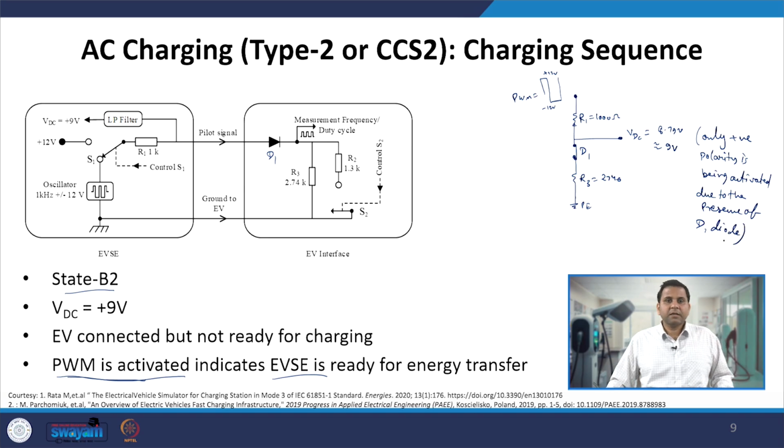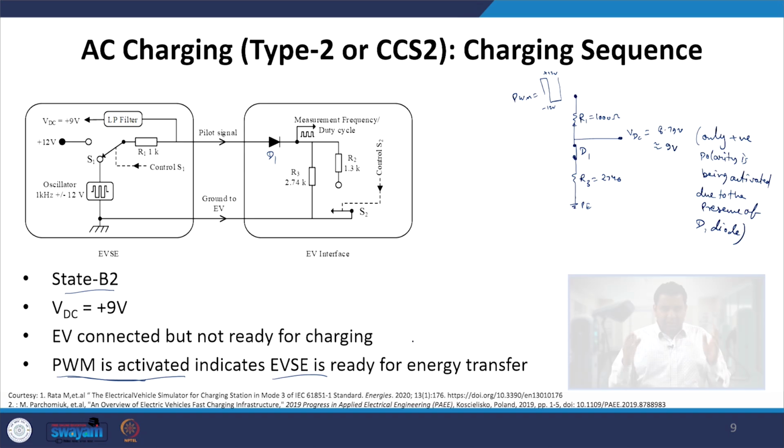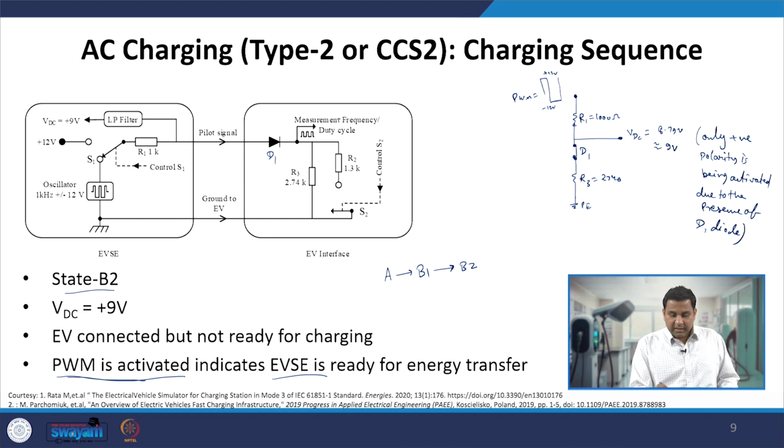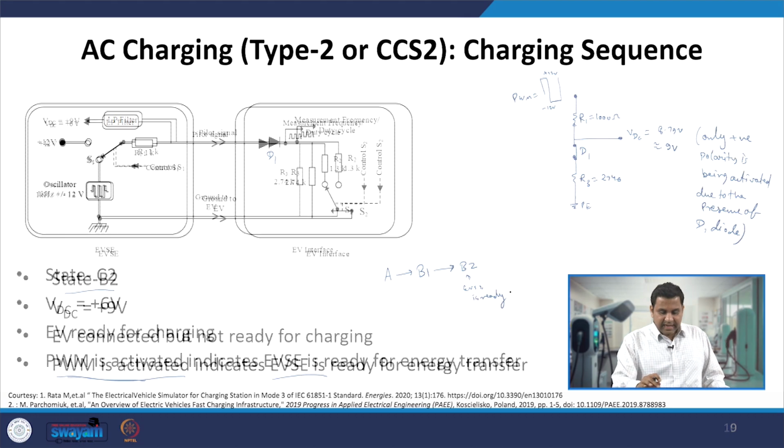Now because of this, at this state B2, it indicates that the EVSE is ready, but EV is still not ready. So we moved from A to B1, where our charger gets plugged in, then go to B2, where the voltage level of PWM remains the same, but because of the PWM coming over here, the EV detects the frequency and duty cycle, and understands that now the EVSE is ready. So at this place EVSE is ready for charging, for energy transfer. Then comes the next state.